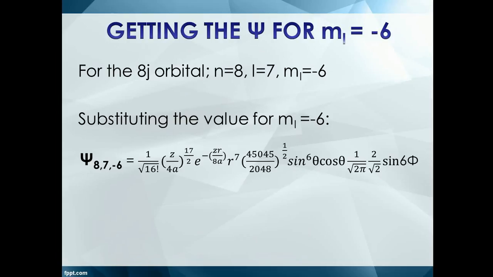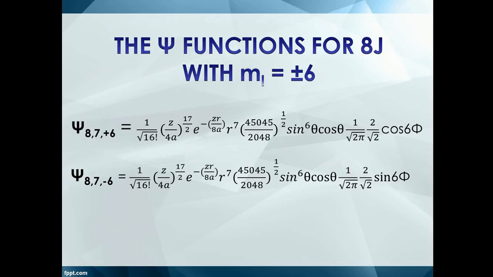Substituting the value, we get a wave function of 1 over square root of 16 factorial, (Z over 4a) raised to 17 over 2, e raised to negative Zr over 8a, r raised to 7, (45,045 over 2048) raised to 1/2, sine raised to 6 θ cosine θ, 1 over square root of 2π, 2 over square root of 2 sine 6φ.